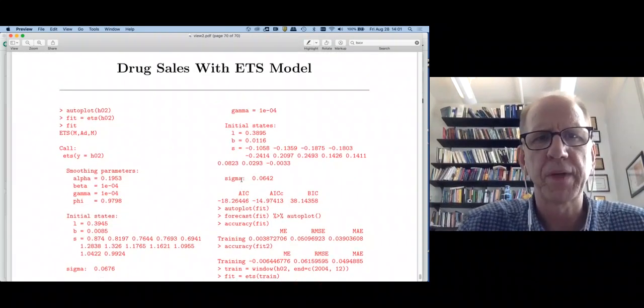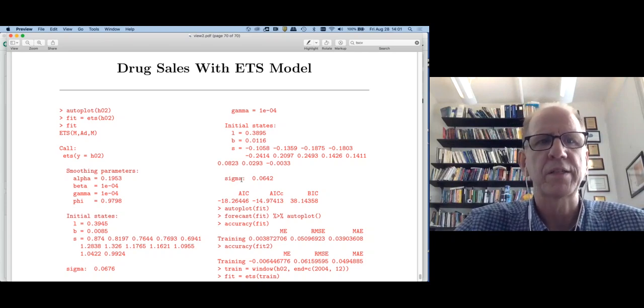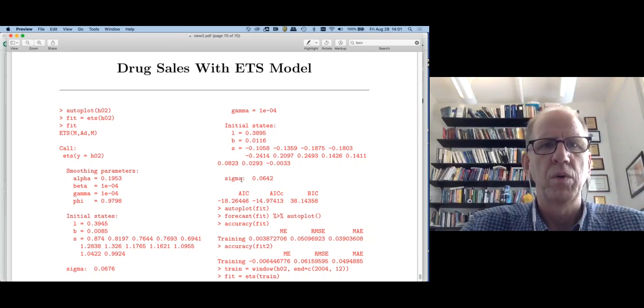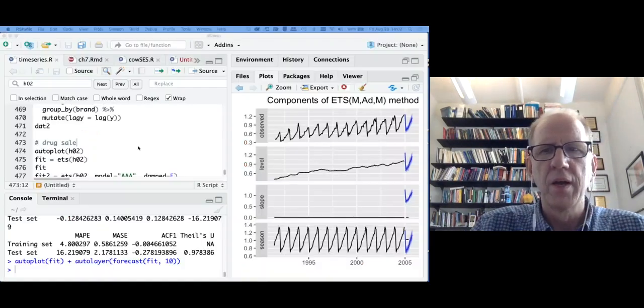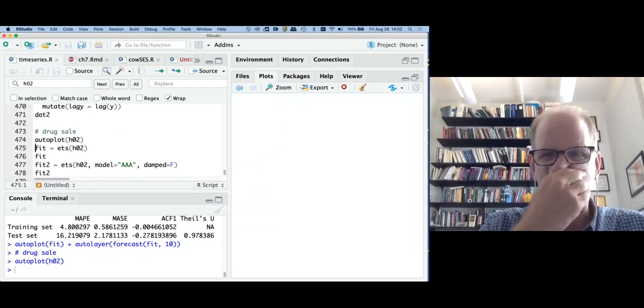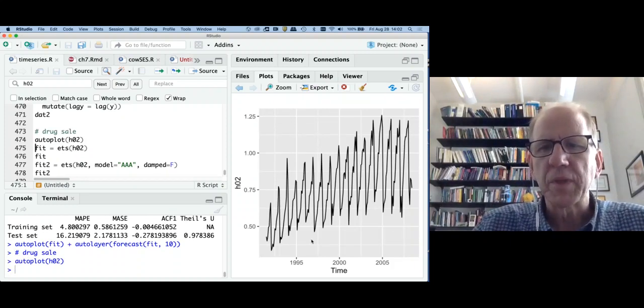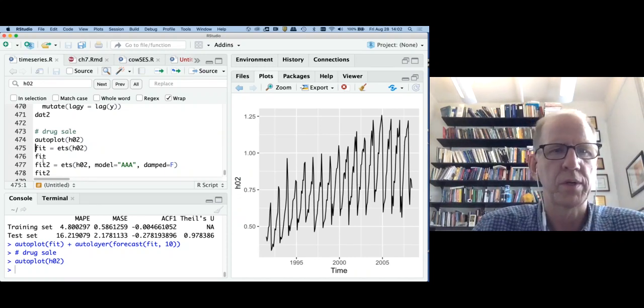One last example that I want to go over with you is a drug sales data set from our textbook. So this is in the libraries that come with the textbook. It's called H02. So here we are, and let's start by just looking at what's in the data set. What we see is clearly a lot of seasonality. I also see maybe a bit of heteroscedasticity. Perhaps, I'm not completely sure about that, but there's a very strong seasonal component to this.